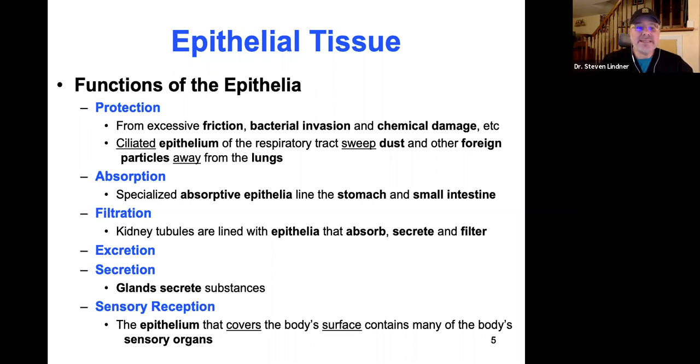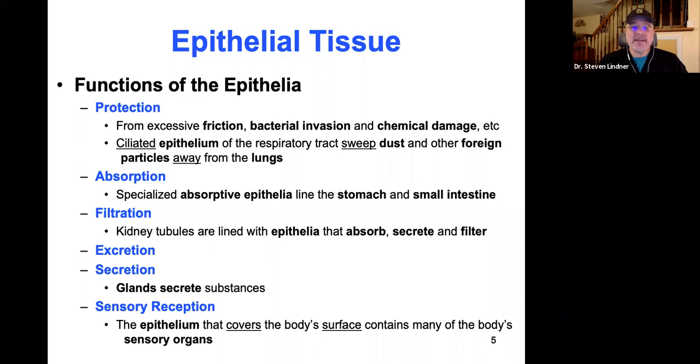There's also cilia, which are these little hair-like or finger-like structures that can come off of epithelium. So we call it ciliated epithelium. Just think of cilia as like the bristles on a broom, right? That would be like cilia. And it can sweep, right? It can sweep dust or foreign particles away.